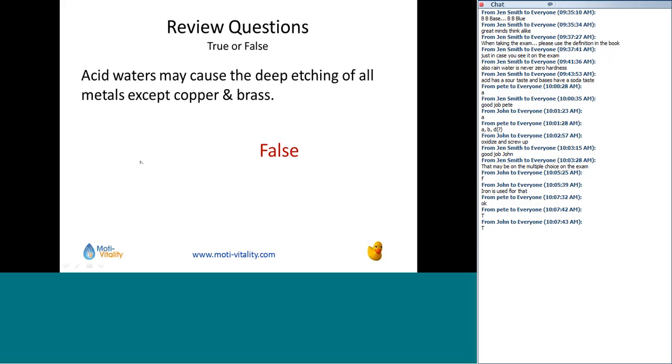That is false. Acid water is going to cause... first off, metals, especially copper and brass, are definitely going to be affected by acid water, and then a lot of times the etching is caused from basic water. Well, that's more pitting, but definitely the copper and brass is not going to be exempt from the corrosion.